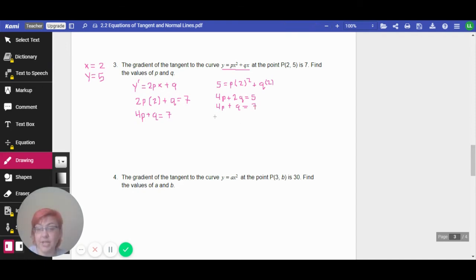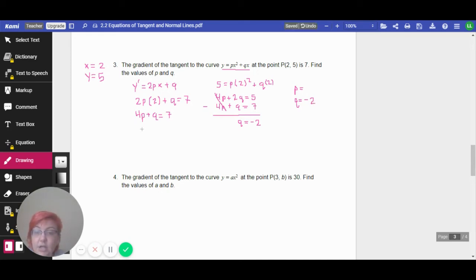And I'm going to use elimination to solve here by subtracting. 4 minus 4 is 0. That's gone. 2q minus q is 1q. I'm just going to write that as q. And then 5 minus 7 is negative 2. So q is negative 2. Then to find p, I'm simply going to plug in to one of my equations. All right, just writing out here in my final answer that q is negative 2.